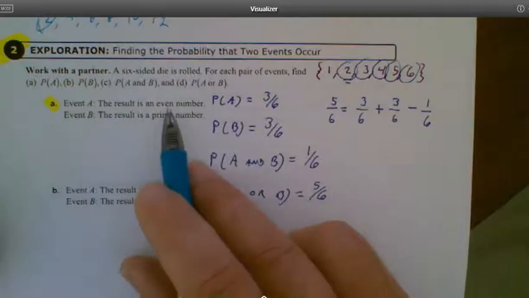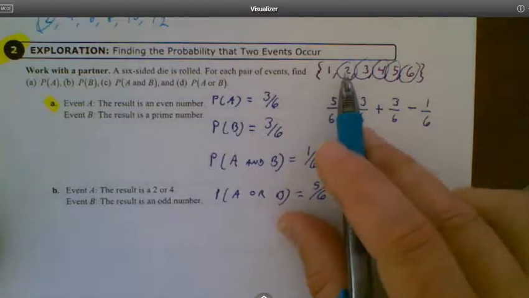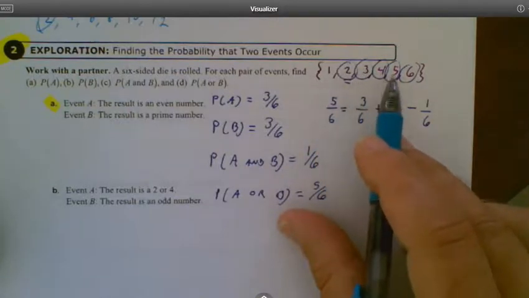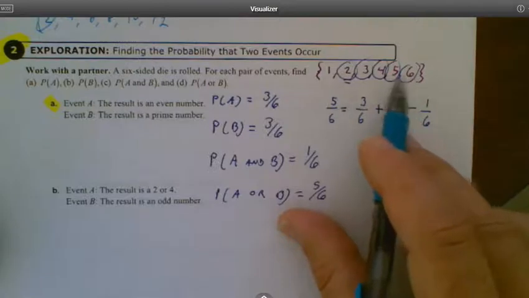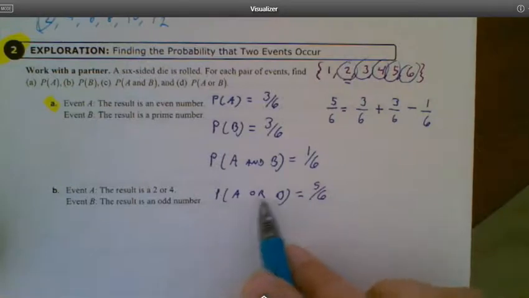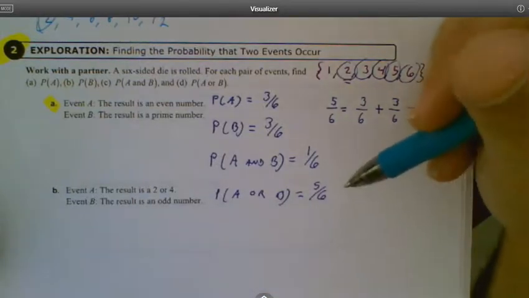If it's even, it counts. If it's prime, it counts. So let's see, even or prime, we would say, yep, he's even. Yep, he's prime. Yep, he's even. So those 5 out of the 6 are even or prime. Right, it just has to fit one of those descriptions to count.